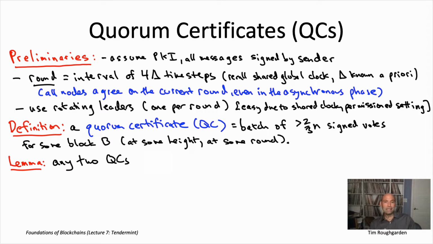Well, so I claim that this means that the overlap between the two has to be more than 1/3 of all of the nodes. Okay, why? Well, think about the first QC. 67 people at least signed it. So the number of nodes that did not sign it is at most 33%. Similarly, the fraction of nodes that did not sign the second QC is also at most 33%.